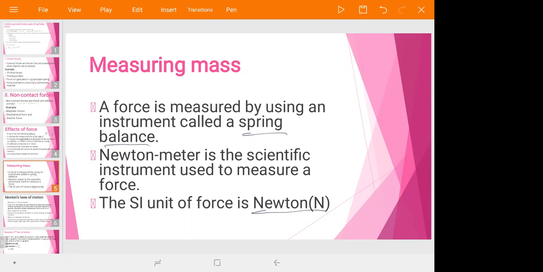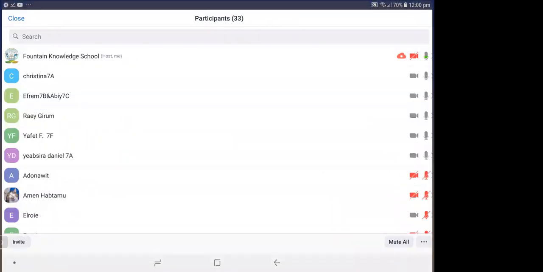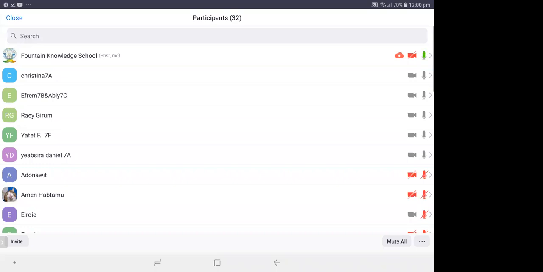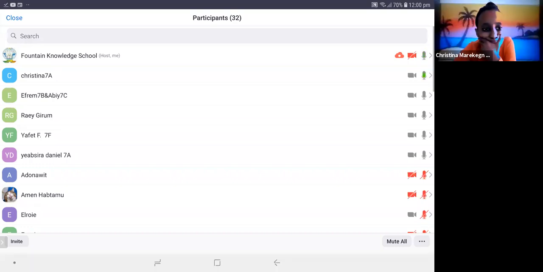The other point we are going to see is Newton's law of motion. What do you know about Newton's law of motion? What do you know?